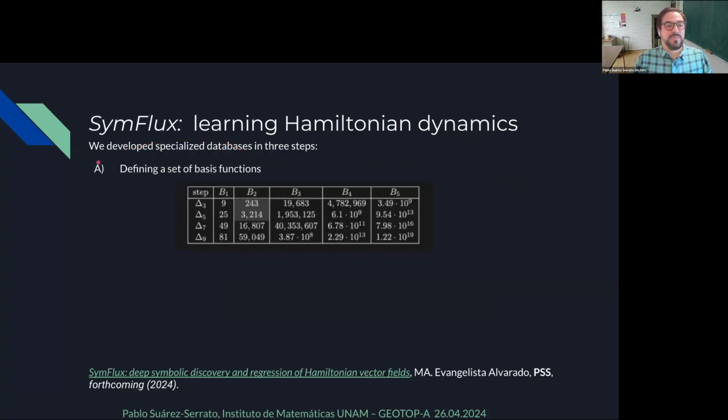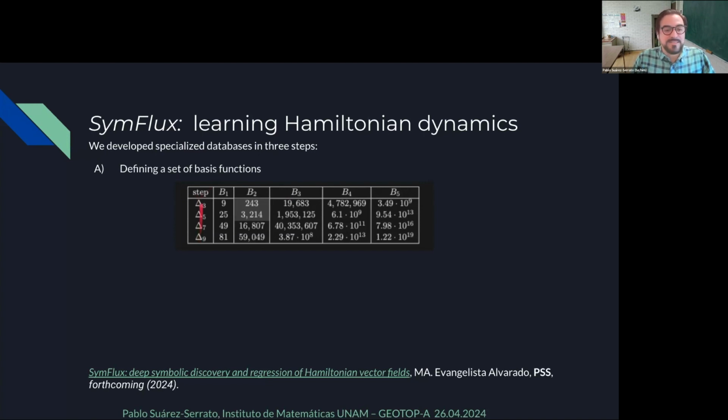So we developed this system in 3 steps. First, we had to define a basis of functions. These BIs, the index here on the i's, are the exponents of the polynomial functions. So we defined a basis of polynomial functions, kind of taking inspiration from the Weierstrass theorem that tells us that any continuous function can be approximated arbitrarily well by a polynomial.